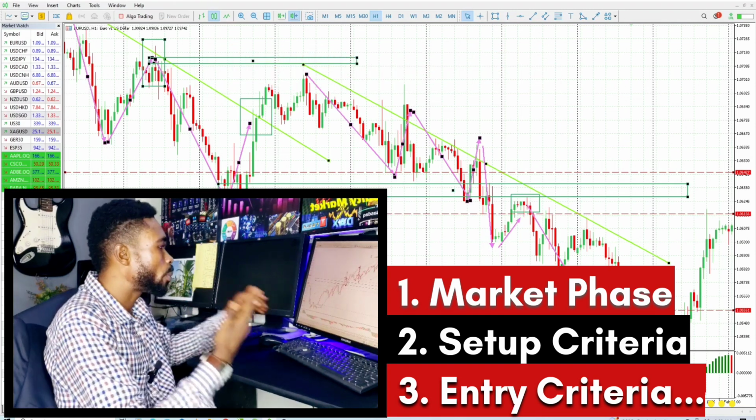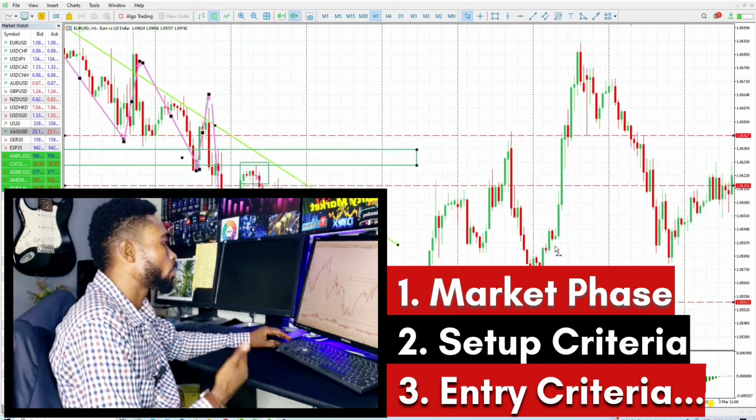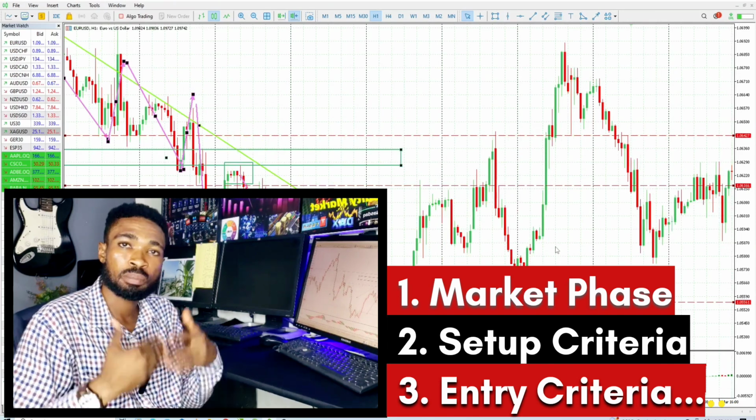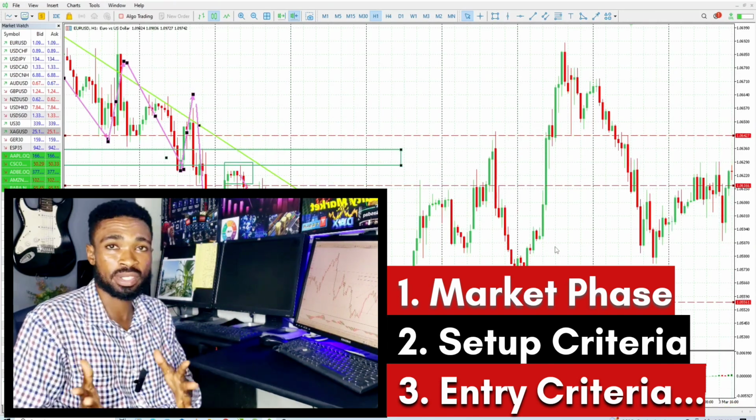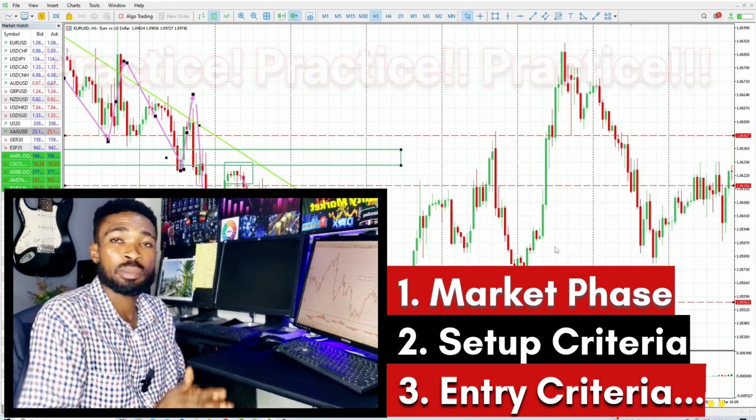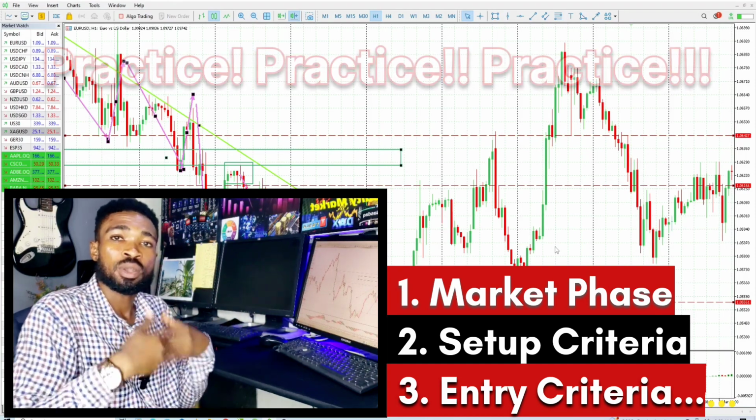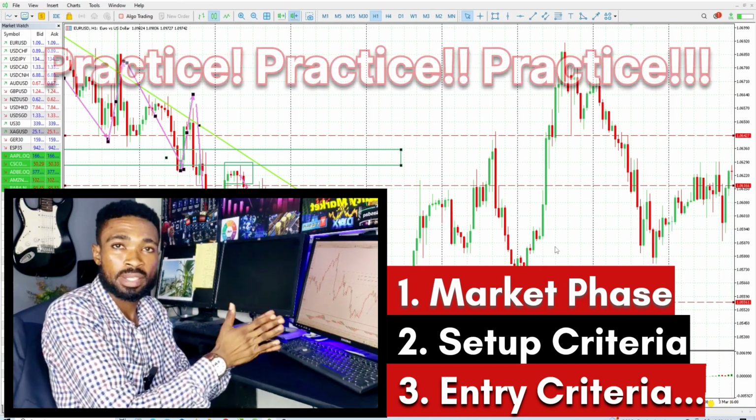Go to your chart, okay? Open your chart and test what I've taught you right now. Open your chart and start testing. Practice and practice, because practice makes perfect. Don't put your money in the market before you look for a strategy to trade. No. Look for a strategy before you think of putting money in the market.